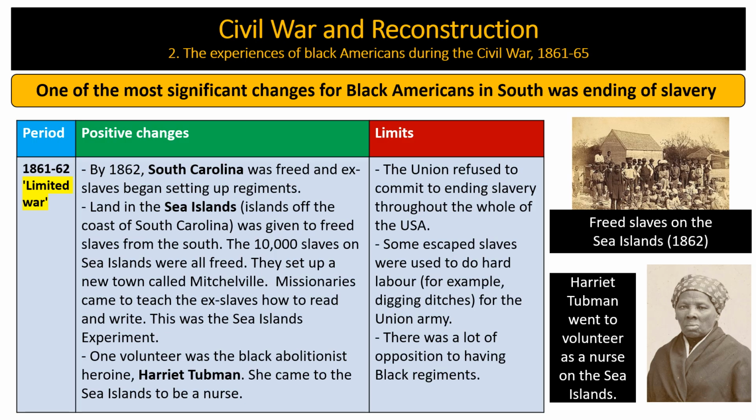In terms of limitations, the Union refused to commit to ending slavery throughout the whole of the USA in the limited phase of the war. Some escaped slaves were used to do hard labour, for example, digging ditches for the Union Army, and there was a lot of opposition to having black regiments during this limited phase. So one of the main limitations during this time period is that black people were not allowed to join the Union Army. So that's a good one to remember.